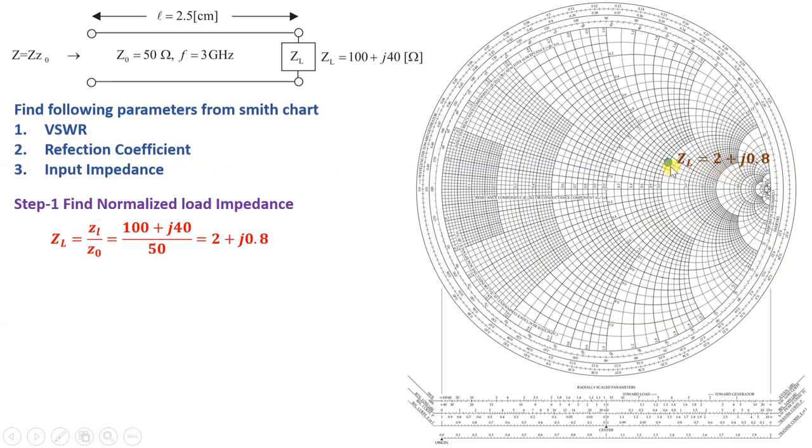Once you mark this point ZL on the Smith chart, the next step is to identify the VSWR circle. The VSWR circle is obtained with the center of the chart as its center, and the radius to the ZL point, so we can draw a circle which is the VSWR circle. So you see I am drawing this VSWR circle over here, with this center and a radius up to this ZL point.